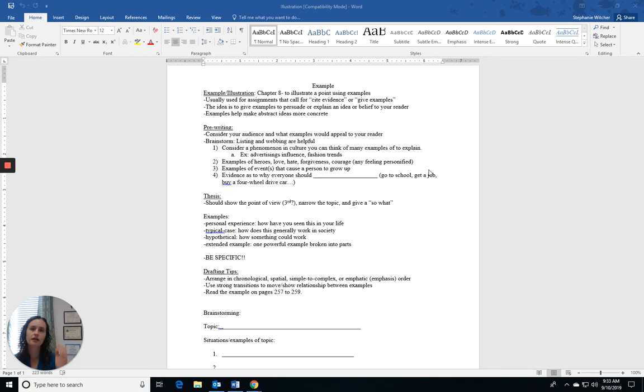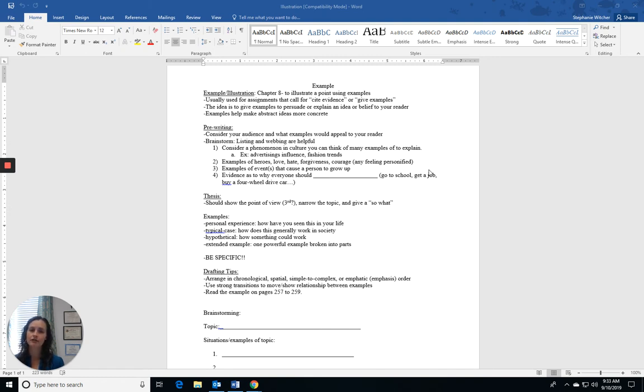So a couple of things you need to think about before you choose a topic, or while you're choosing a topic, is what kind of topics appeal to your readers. Also, what kind of examples appeal to your readers. So think about it from the perspective of your small groups, and write to those people. When you're coming up with your 3 reasons or your 3 examples, you can go either way. Listing is very helpful, and webbing is also a really great brainstorming technique for this one.